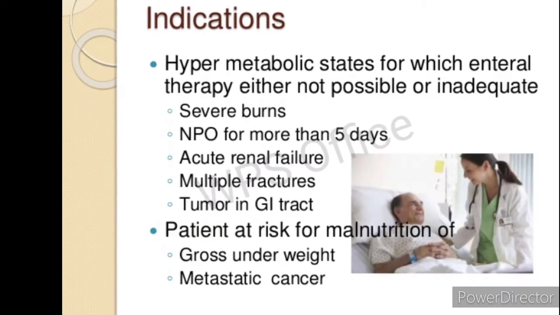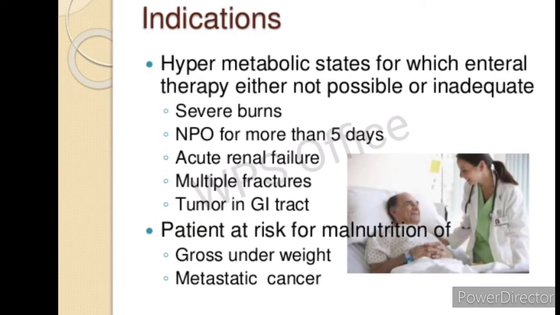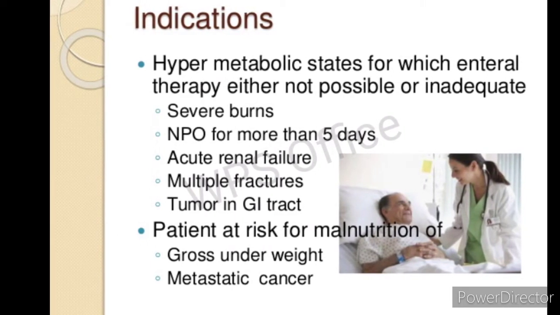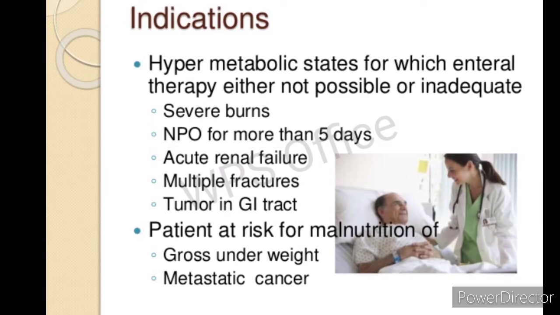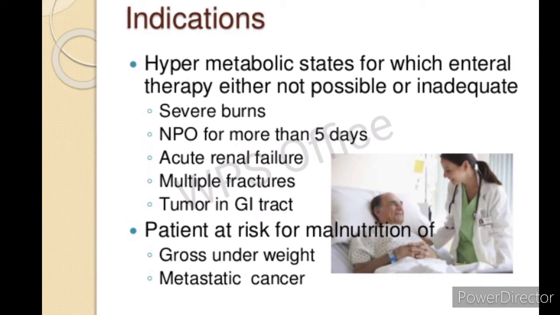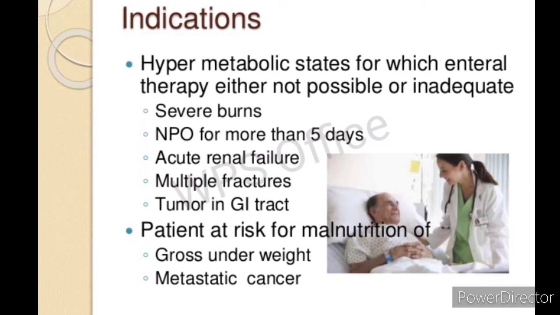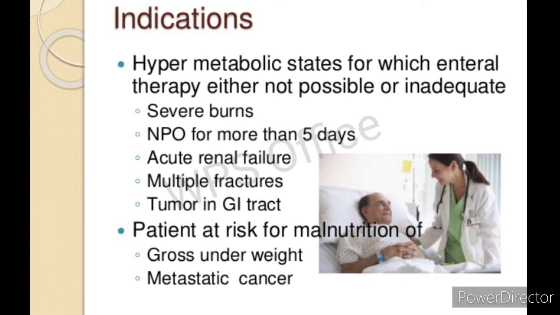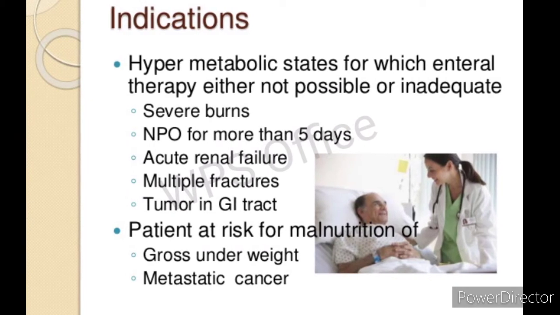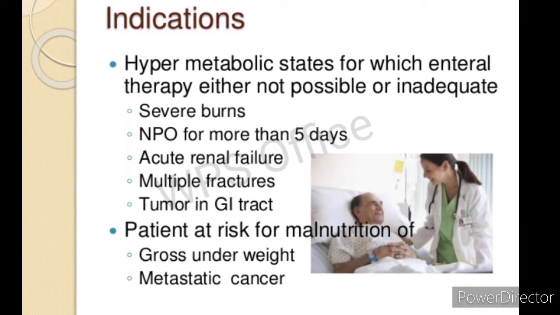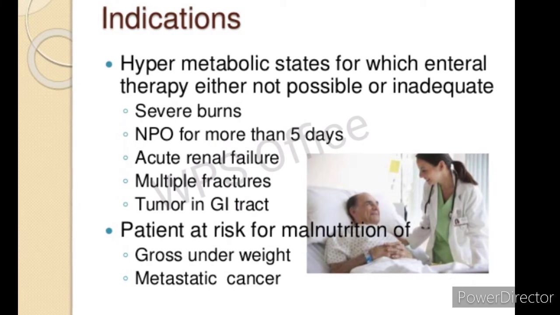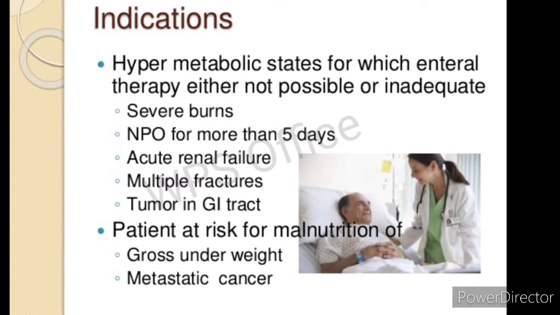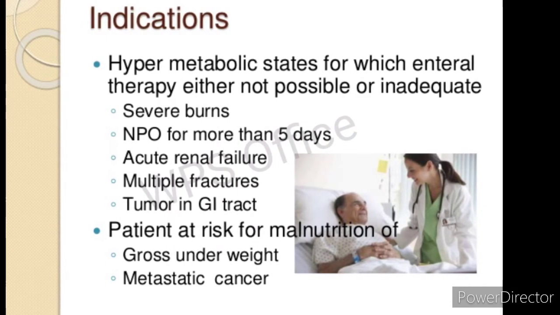Then patients who are in a hypermetabolic state, like patients having severe burns. Then patients who are advised NPO, that is nil per oral, for more than 5 days. Then patients having acute renal failure, multiple fractures, tumor in the GI tract. Patients who are at risk of malnutrition, like gross underweight and metastatic cancer. So these are the patients who will be eligible for taking the TPN.